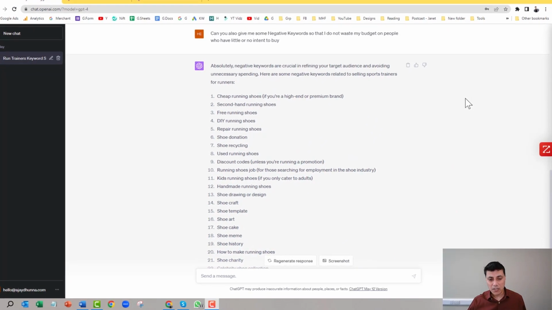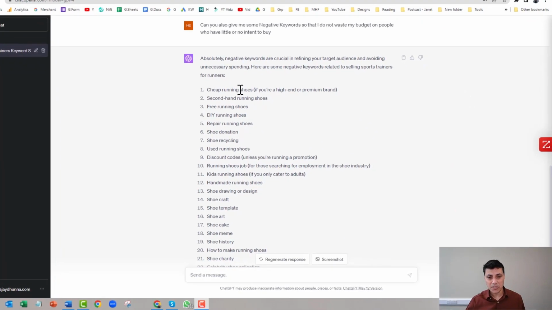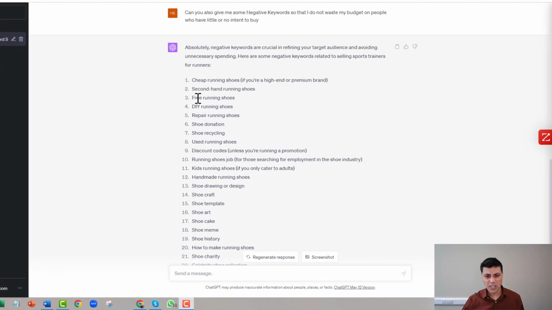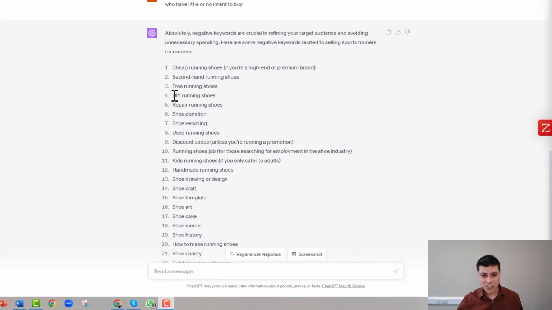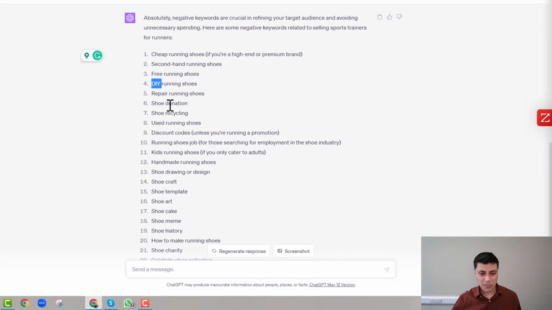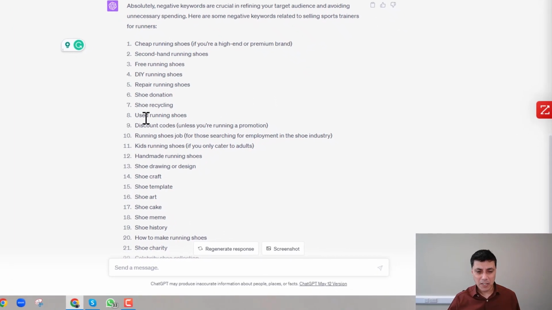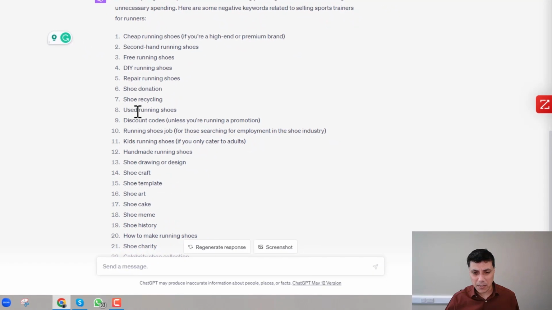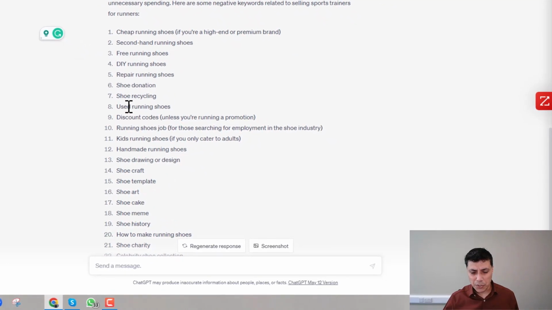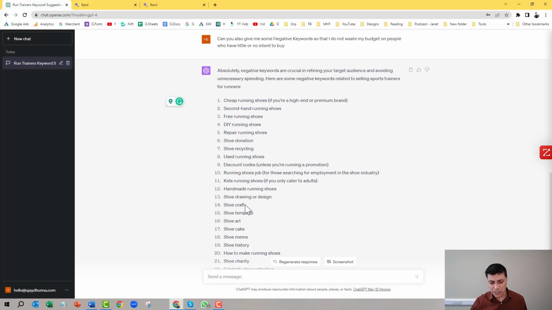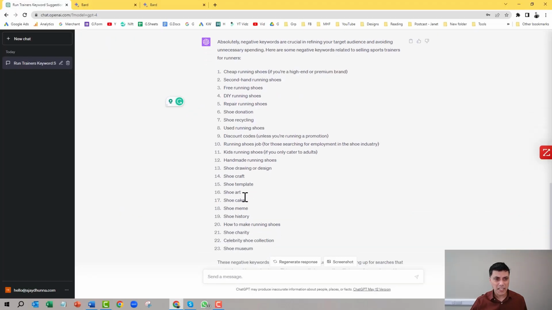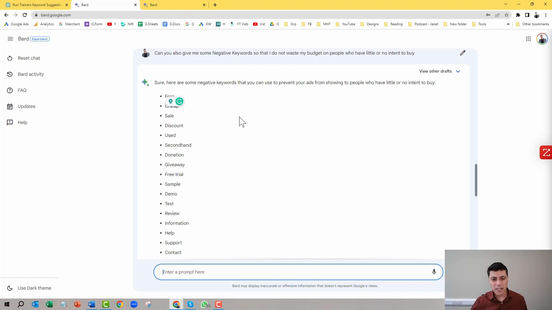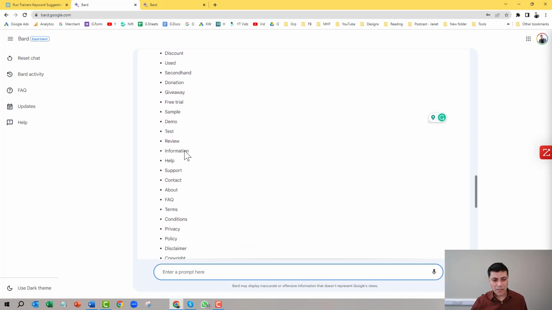So let's take a look. So cheap running shoes, yep, good. Second-hand running shoes, free running shoes, DIY running shoes. That's a bit odd, isn't it? Shoe donation. I'm not even sure that's relevant, but okay. Used running shoes, shoe craft, shoe template, shoe art. Okay, fine, quite reasonable. And let's see how Bard compares to this. So free, cheap, sales, discount, secondhand, donation, giveaway, free trial, FAQs.